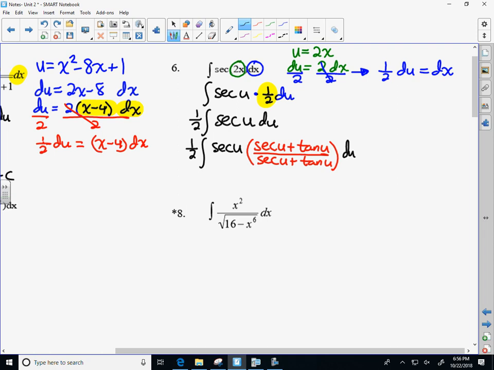The reason why this is a substitution that's used, not even a substitution, an operation, it's because when I distribute the secant, I get expressions that are anti-differentiable. Secant squared u plus secant u tangent u over secant u plus tangent u du.